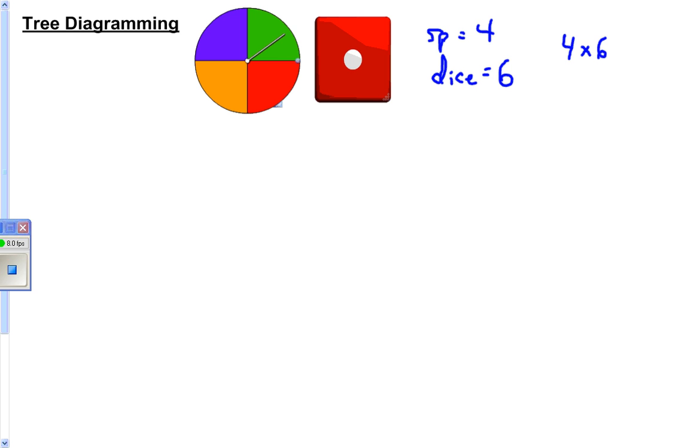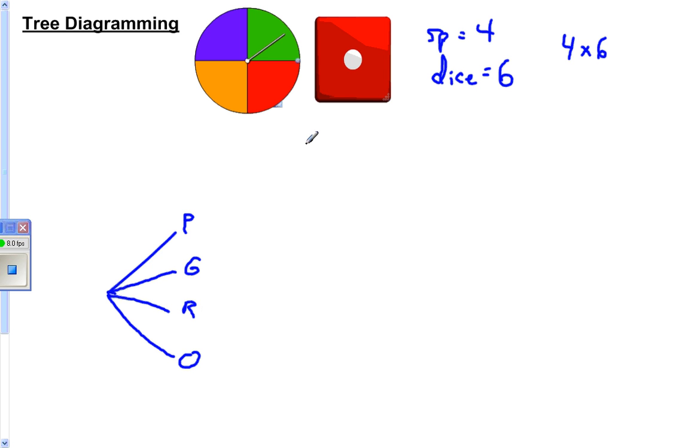Now, in order for me to draw a tree diagram, I need to list these outcomes. So there are 4 outcomes on the spinner represented by purple, green, red, and orange. Since there are 4 outcomes there, I need to start my tree diagram with 4 things that come off of my tree. So I'm going to have 1, 2, 3, and 4. Okay, and I'm going to label those here. I can get purple, I can get green, I can get red, and I can get orange. Those are the 4 things that can happen.